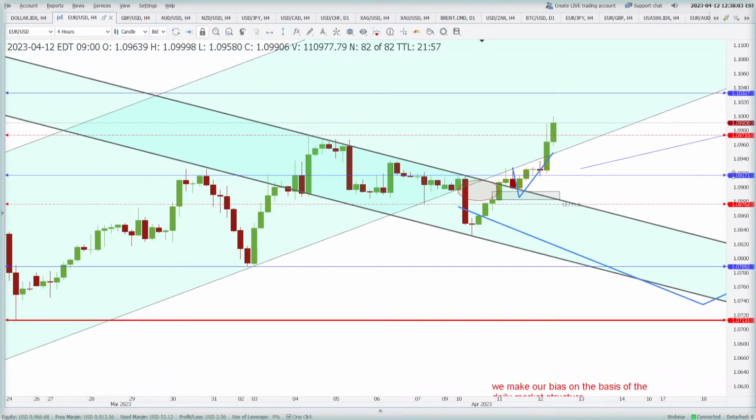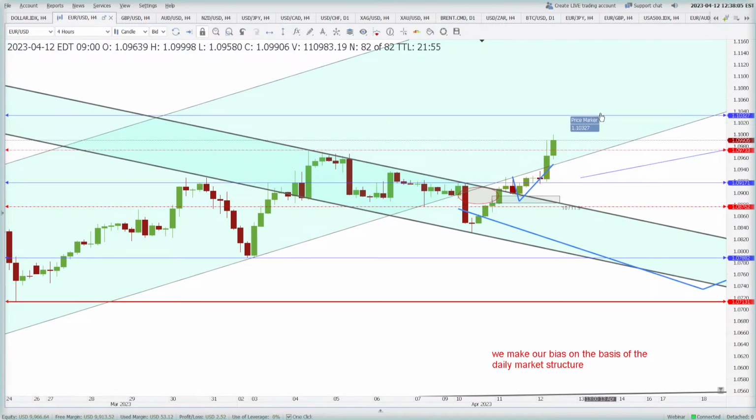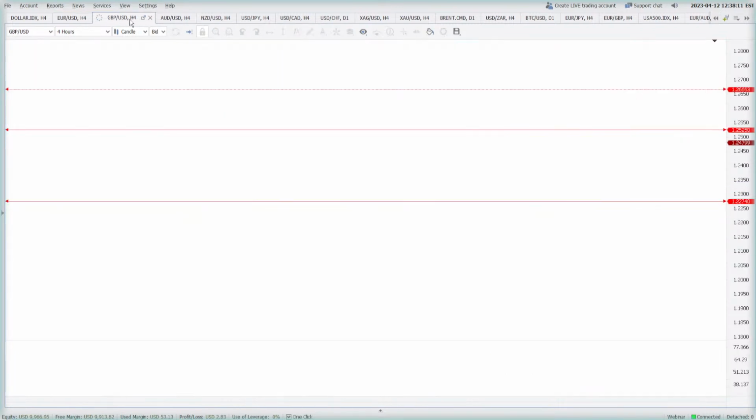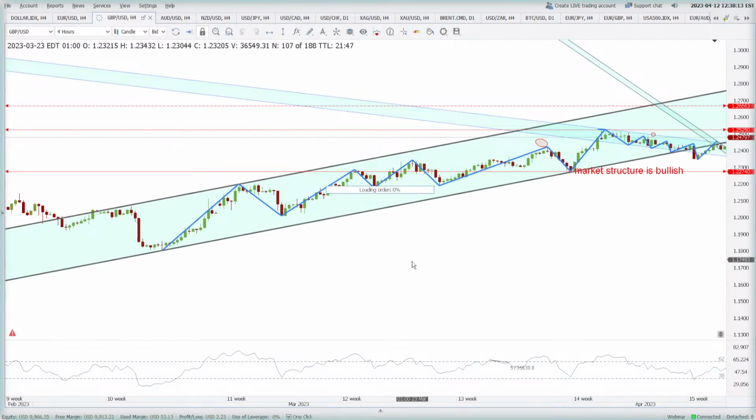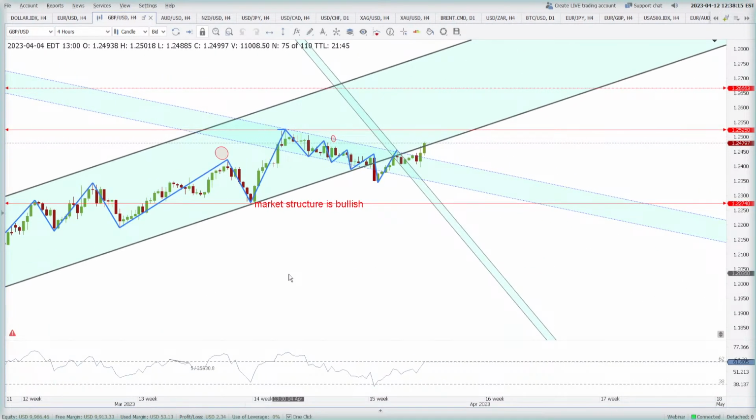So what is next, guys? Next level of resistance is 1.1032. The support may be found at 1.10976 area. If you have any questions, let me know.